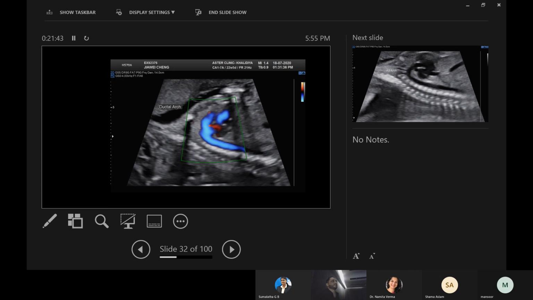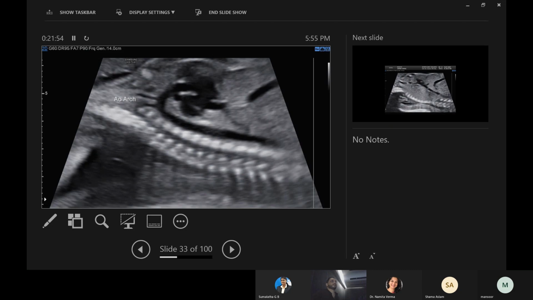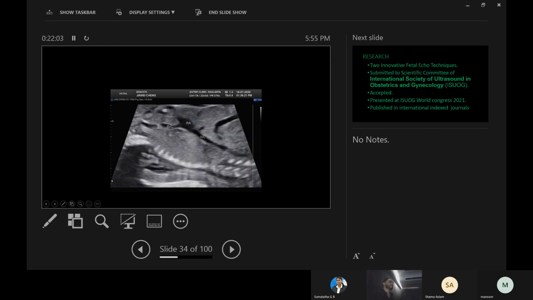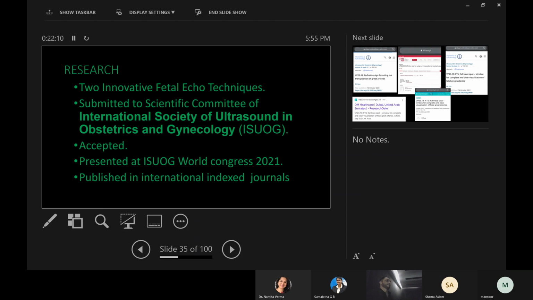Then the arches, this is the ductal arch. It will be flat. It will come from the anterior part of the thorax, that is the anterior ventricle, that is the right ventricle in sagittal view. Then the aortic arch with the head and neck vessels arising from the center of the heart in sagittal view. The left ventricle will be in the center. The bicaval view, SVC, IVC entering the right atrium. So now that was about the scan views which are required for anomaly scan.